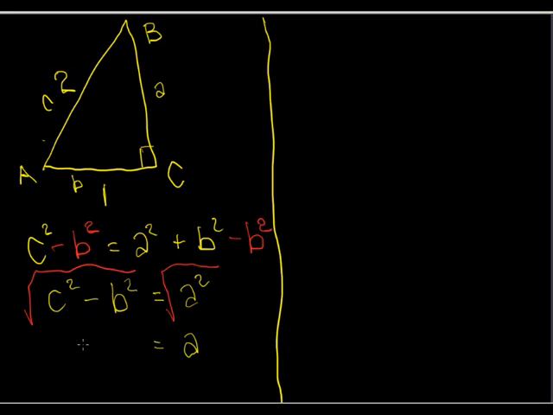But we can't work out the square root of... well yes we can, because we can make that the square root of C squared, which is 2 times 2 is 4, and B squared, 1 times 1 is 1, so we get the square root of 3 equals A by Pythagoras.